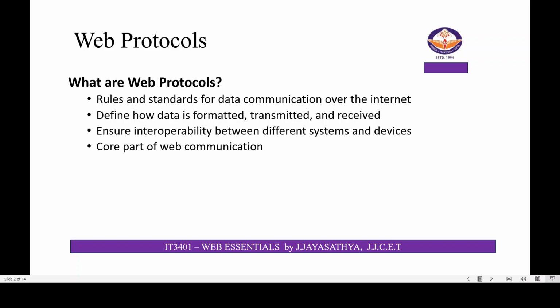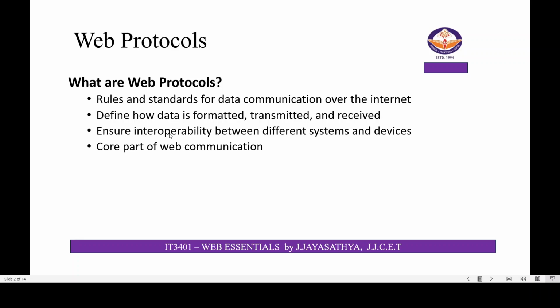Today we are going to see the topic Web Protocols. What are the web protocols? Web protocol is a set of rules and standards. This is used for data communication over the internet. It also defines how the data is formatted and transmitted between the client and server and received from server to client. And also it ensures the interoperability between the different systems and devices.